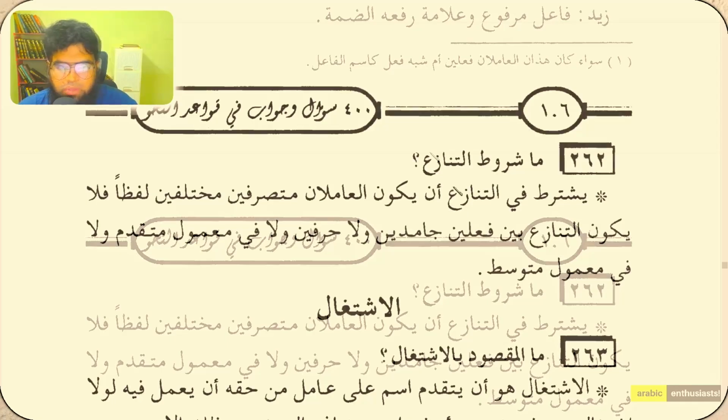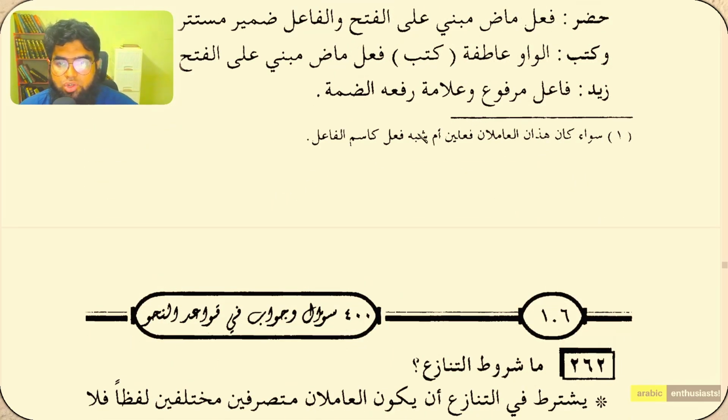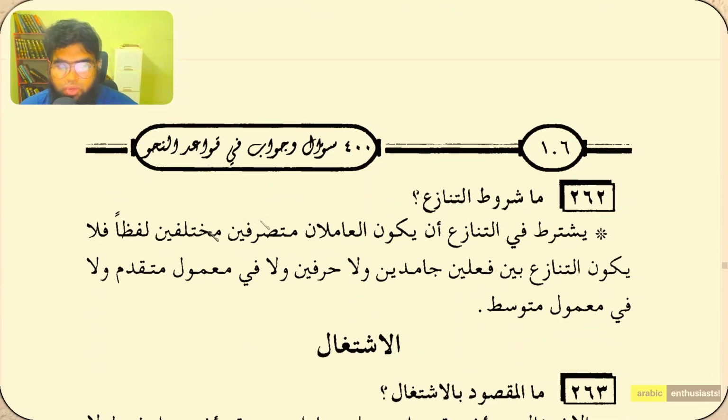This is fine. ما شروط التنازع؟ What are the conditions of تنازع? يشترط في التنازع أن يكون العاملان متصرفين, and that the عامل should be متصرف. عامل means what? The doer, it should be a فعل, a verb or something. مختلفين لفظا, it should be different in words. فلا يكون التنازع بين فعلين جامدين ولا حرفين ولا في معمول متقدم ولا في معمول متوسط.